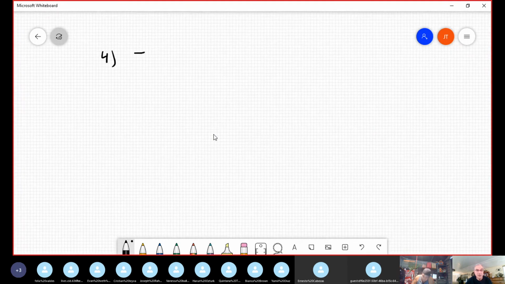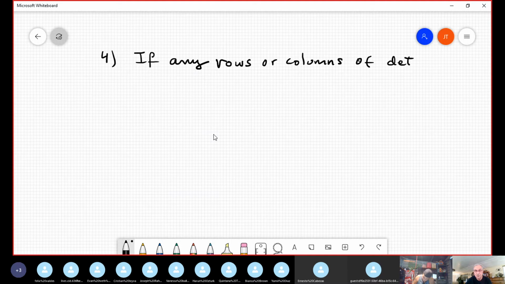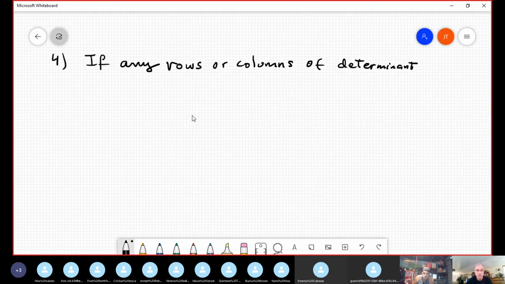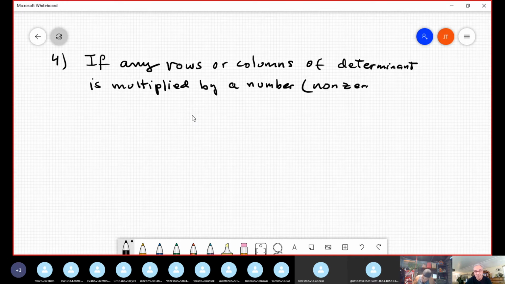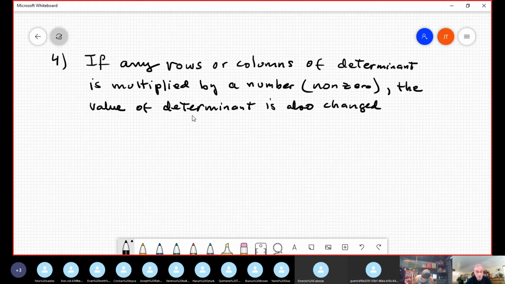If any row or column of a determinant is multiplied by a number, of course non-zero, zero is a bad guy, another arbitrary number k, the value of the determinant is also changed by the same factor.